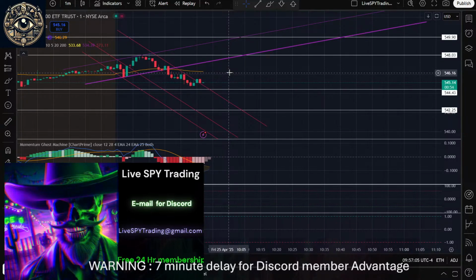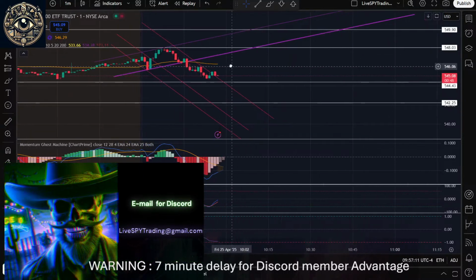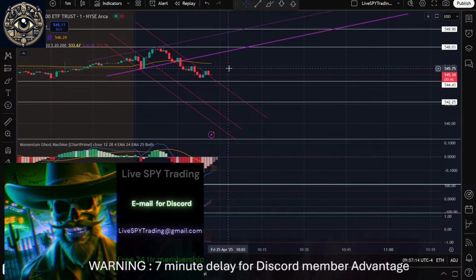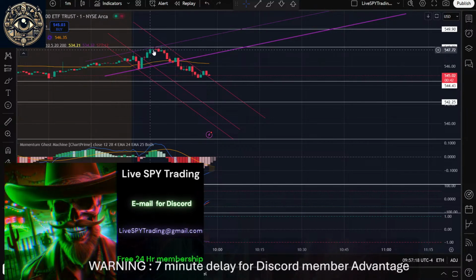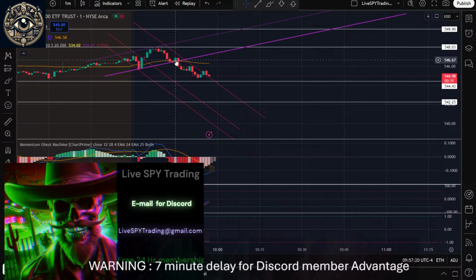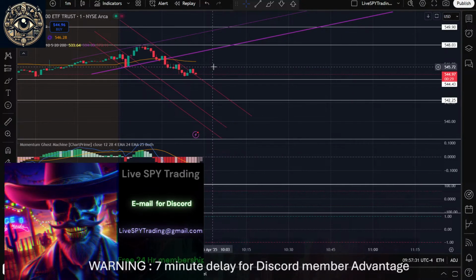Okay, that was a pretty good one. Let's see if we can get a little bit more out of it. Don't get greedy now. So yeah, we did a little play off of VWAP right here. That's what I was talking about earlier. See how it tested VWAP, retested, and rejected under VWAP? So that was that.